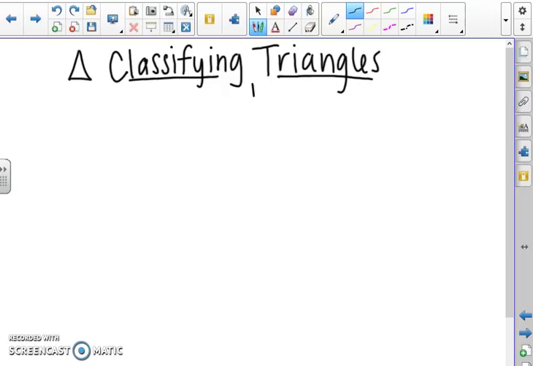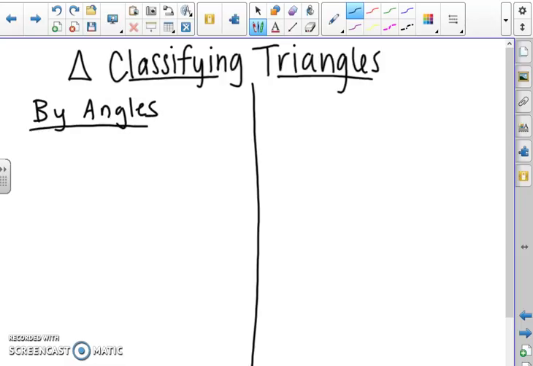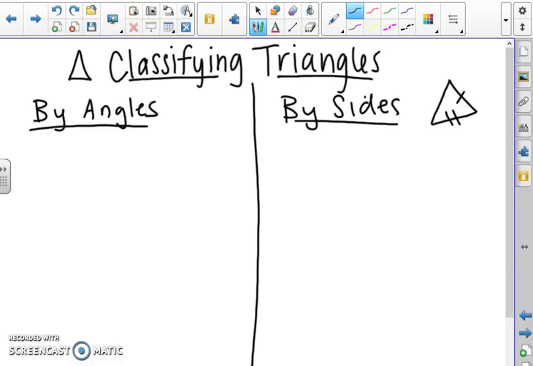So we're going to split this right down the middle, and one way is by angles. So our angles determine what kind of triangles they are. And another way is by sides. And when I talk about sides, I'm talking about side lengths. So we have a triangle, and we might have some congruent sides, and we might have some non-congruent sides. So let's talk about angles first.